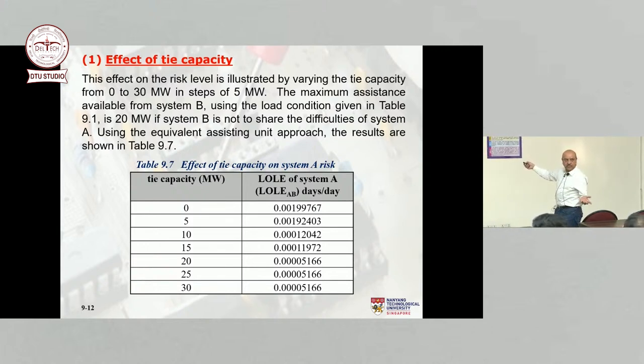You remember what was the tie line capacity in the example that we just saw? 10 megawatt. So now I'm saying tie line capacity 0. Obviously no help to system A, correct? If the tie line cannot transmit any power, I'm not getting any assistance from system B. So my original risk, which was 0.00199, stays. And when I have 10 megawatt assistance, this was my new risk, which I saw in the example just now, 0.00012. But what if the tie line capacity is only 5?